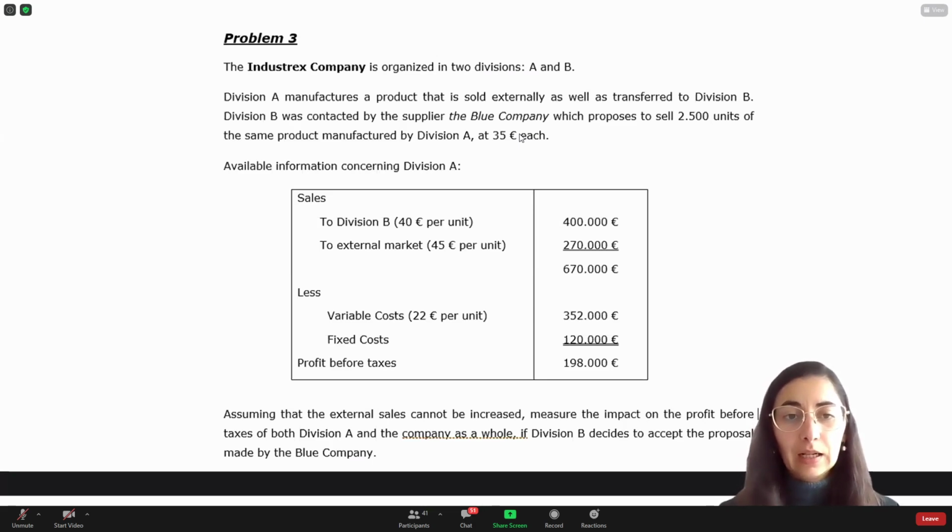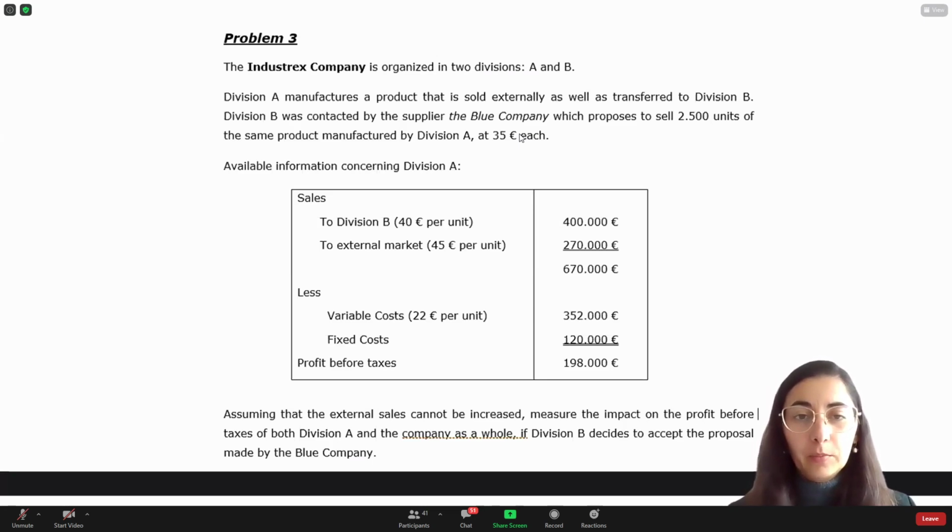So if we do the calculations, how many units are we talking about? Blue Company is only proposing to sell 2,500 units. Okay, so the impact will be on these 2,500 units.